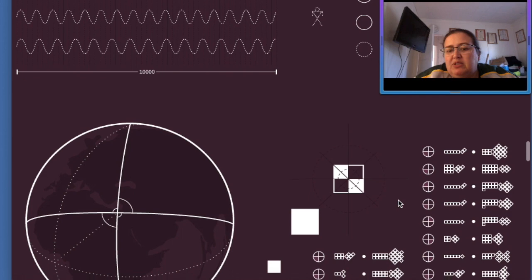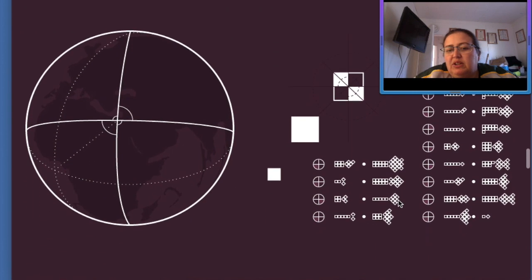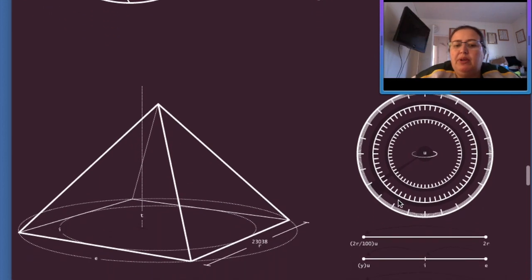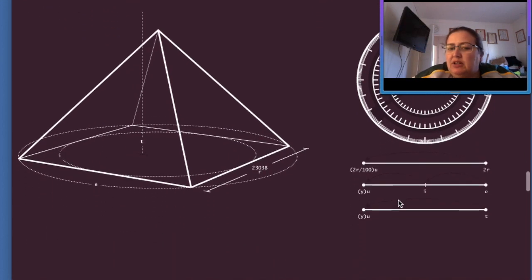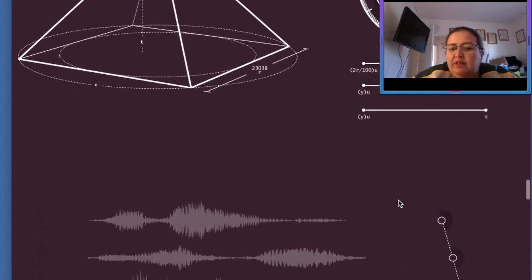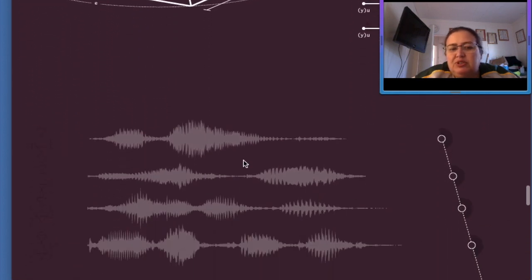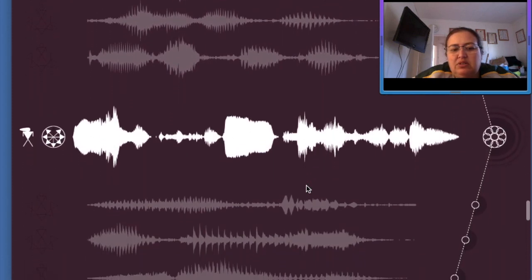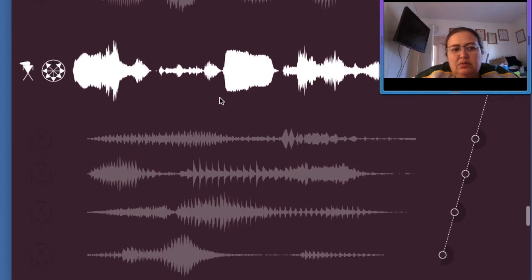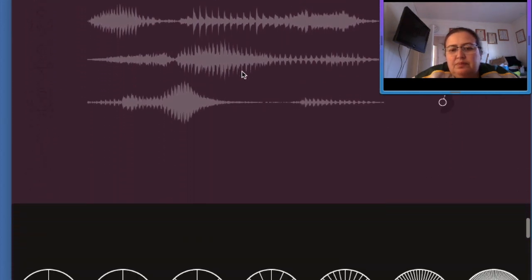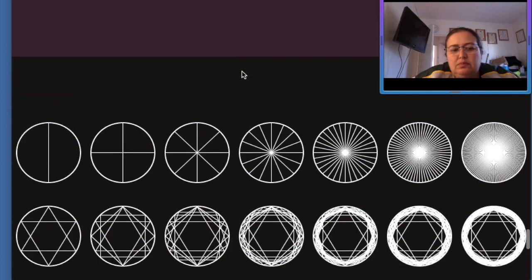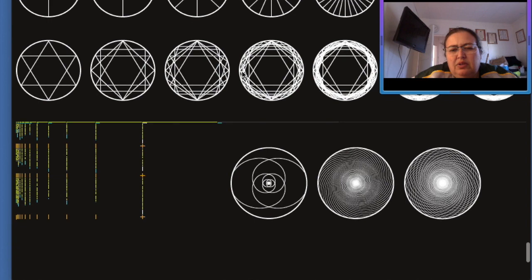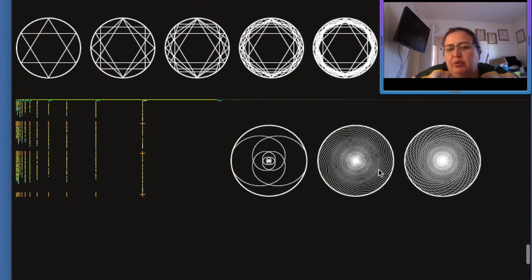So this is way above my skill set. Once again, if you understand this, please be sure to put a comment below and let me know, because I'm not understanding any of this. It's not something I've studied. This looks like a bunch of sound waves. More sound waves. And then back to circles. This right here is playing with my eyes.